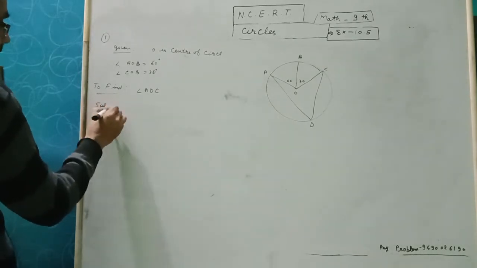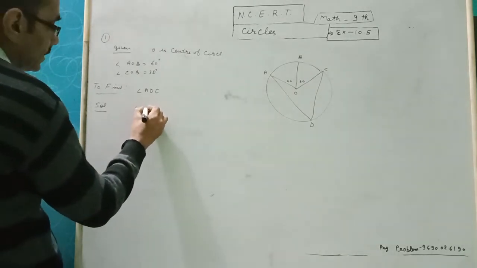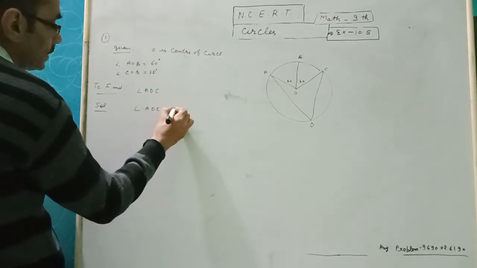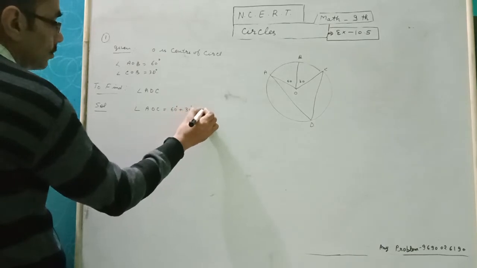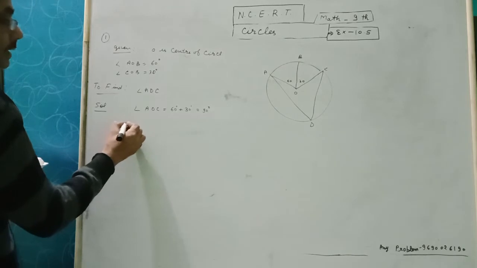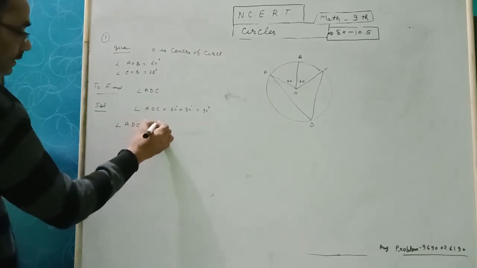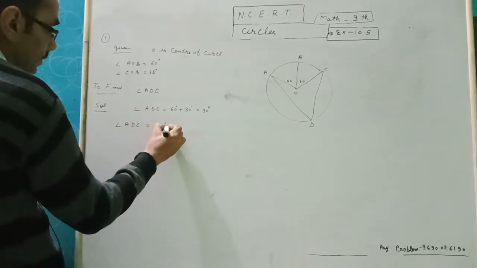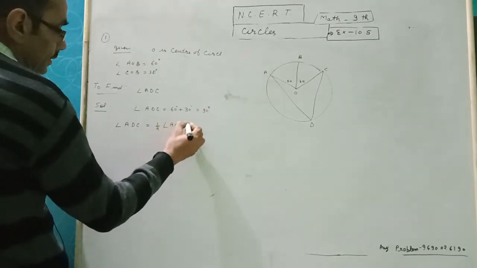Solution is angle AOC is equal to 60 plus 30 is equal to 90 degrees. Angle ADC is 1/2 angle AOC.